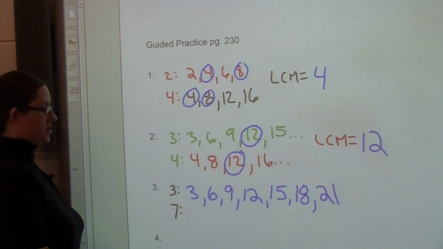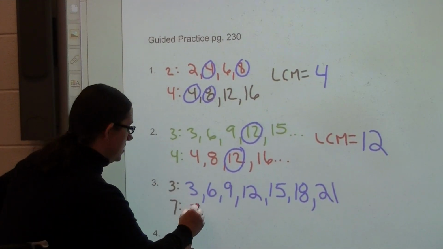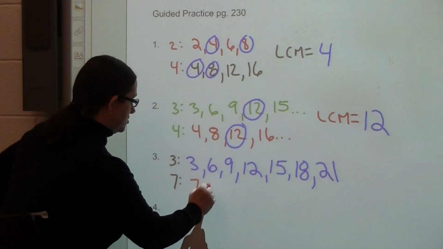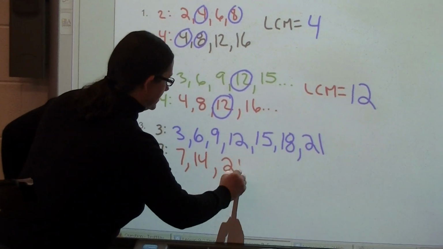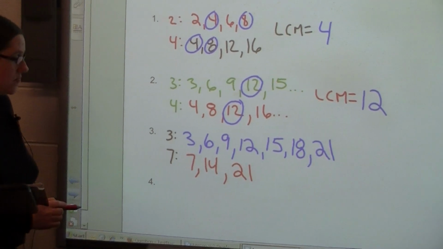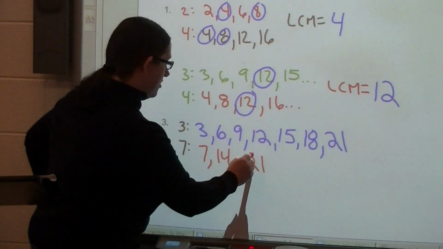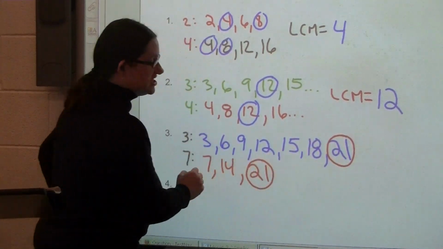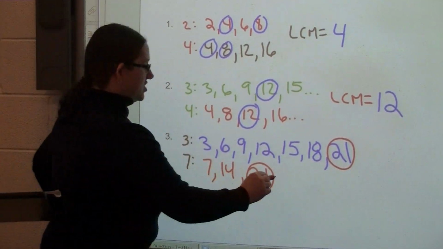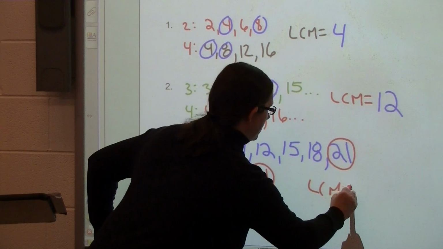Now, what are the multiples of 7? What's 7 times 1? 7. 7 times 2? 14. 7 times 3? 21. And since we're just looking for the smallest number they share, do you see a number they share right now? Yes, 21. And so we don't have to make our list of multiples any farther. So the LCM is going to be what?